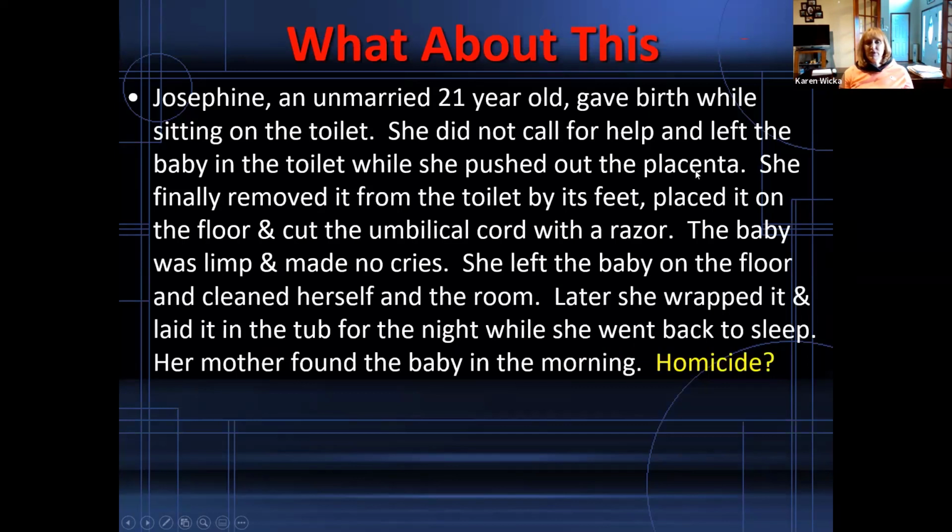Josephine is an unmarried 21-year-old. She gave birth while sitting on the toilet. She did not call for help and left the baby in the toilet while she pushed out the placenta. She finally removed it from the toilet by its feet, placed it on the floor, cut the umbilical cord with a razor. The baby was limp and made no cry. She left the baby on the floor, cleaned herself and the room, wrapped the baby and laid it in the tub and went back to sleep. The mother found the baby in the morning, and the baby was no longer alive.